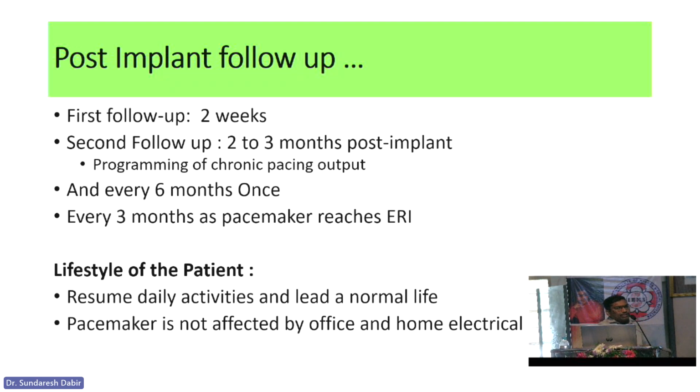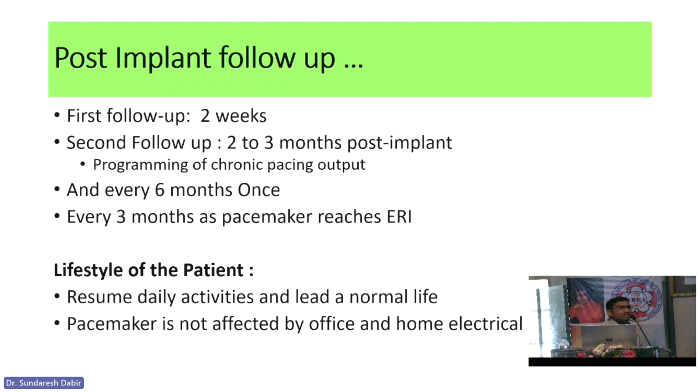That's very, very important. And lifestyle. When you are counseling the patient post implant, we should not misguide the patients. Most of the female patients I have seen in my experience have so much anxiety after receiving the pacemaker. They think it's a big, heavy device and they should take rest for life, even the younger patients. That is wrong guidance. We need to tell them, you are absolutely normal. There is not much restriction for the patient.